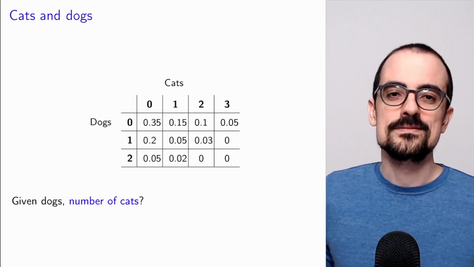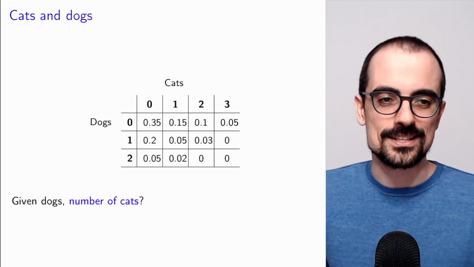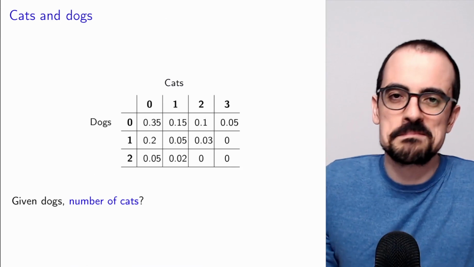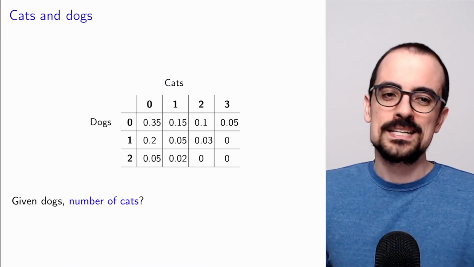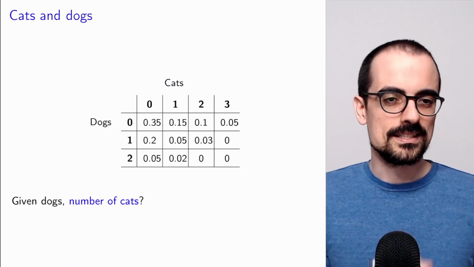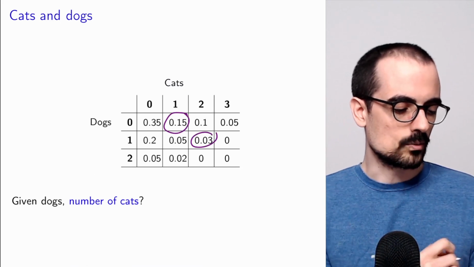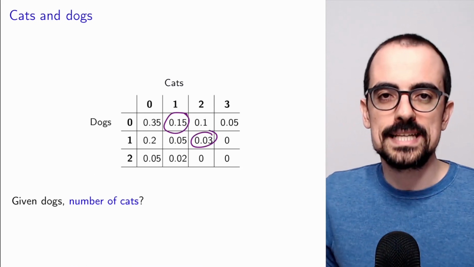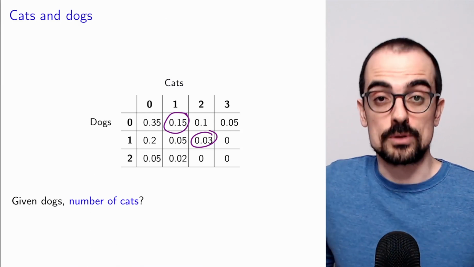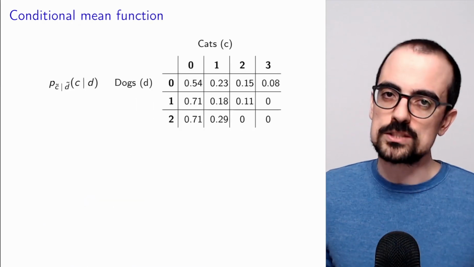Let's do an example. Here we have the joint PMF of the number of cats and dogs. This is a made-up example, it's not real data. I looked for some real data, I couldn't find anything. If you know of any data sets, let me know, but this I just made up. So in this fictitious town, this is the probability that someone has 1 cat and 0 dogs, 2 cats and 1 dog, and so on. And now we want to predict the number of dogs that people have based on the number of cats. What are we going to do? We're going to use the conditional mean function because we know that that's optimal in terms of mean squared error.